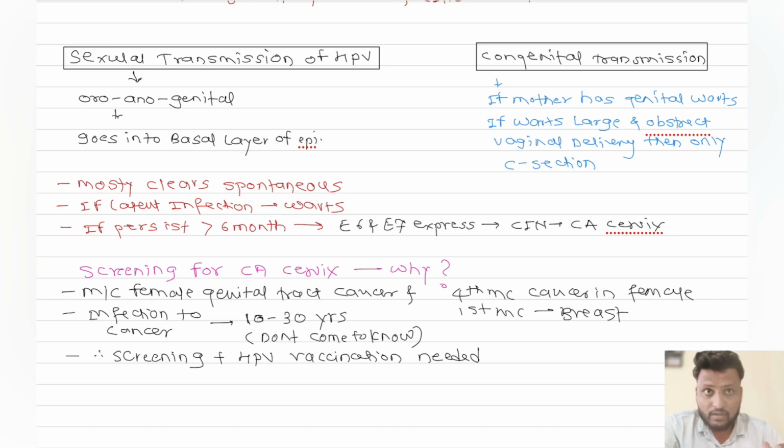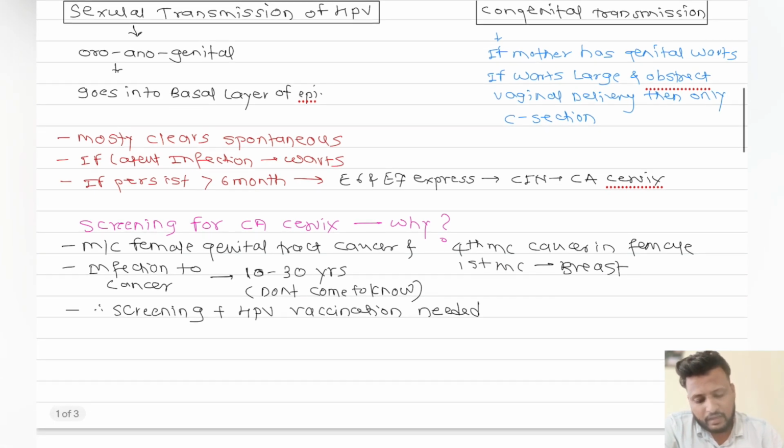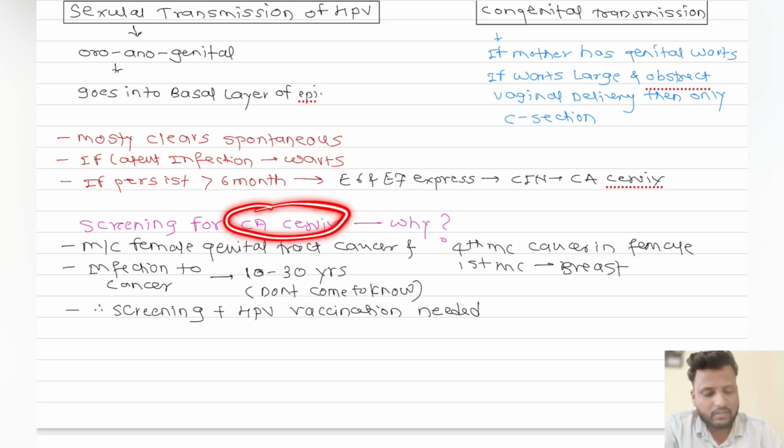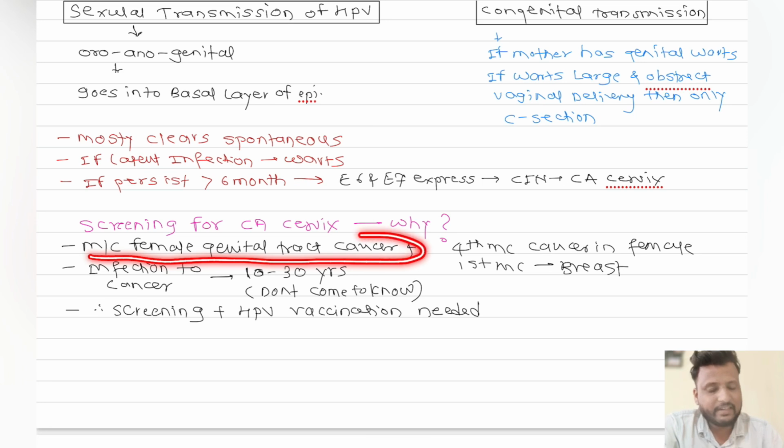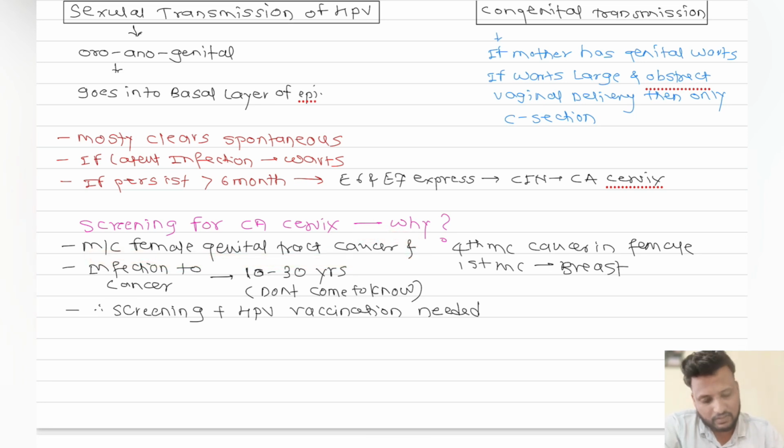Rather, it is very important to prevent by vaccination early. Now that's why we screen for carcinoma cervix. We not only screen, we also vaccinate for carcinoma cervix. Now why do we need to screen for carcinoma cervix? Because it is the most common female genital tract cancer, that is carcinoma cervix.